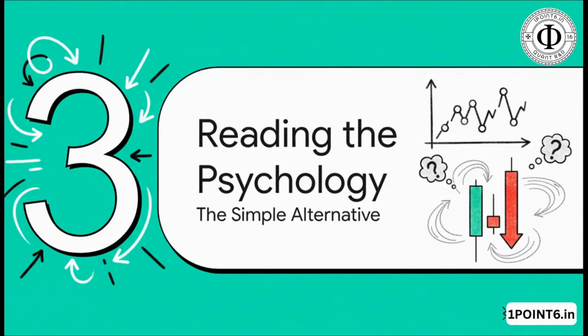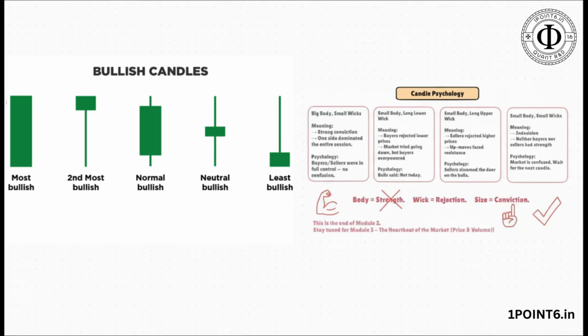So, if memorizing isn't the answer, then what is? Well, it's something way simpler and honestly, way more powerful. It's about learning to read the psychology of the battle, really understanding the story that each and every candle is trying to tell you. Let's take this candle right here. It's got a big green body and these tiny, tiny little wicks. So what's the story? Well, the buyers were in absolute control, from the opening bell to the close. This isn't a story of a struggle. This is a story of pure conviction.